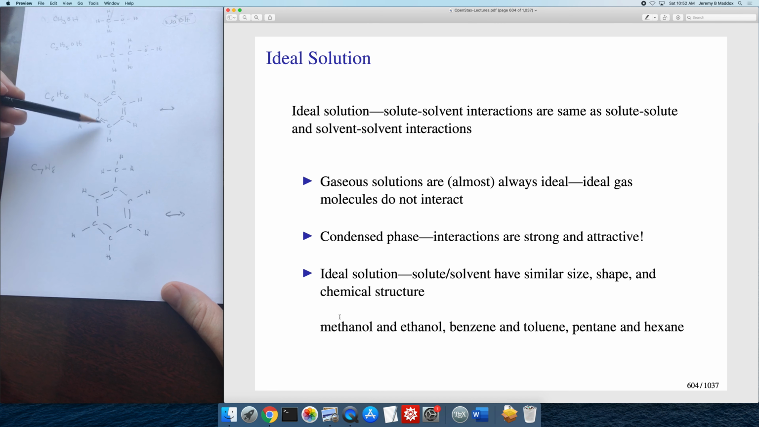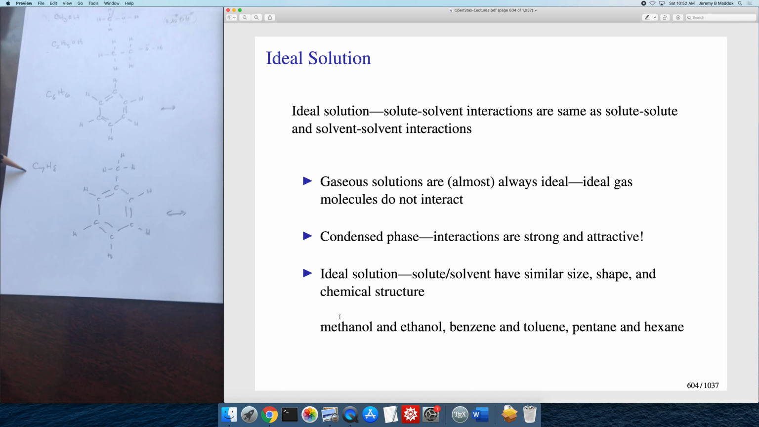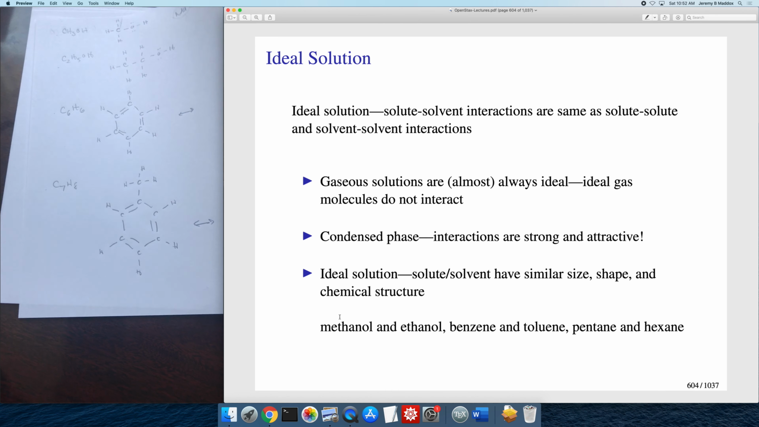So these two molecules have similar shape, similar chemical structure, similar size, right? The CH3 group is called the methyl group. It's not that big. It is bigger than a hydrogen atom, but these are roughly the same size. And the benzene and the toluene form an ideal solution. We'll do one more example.